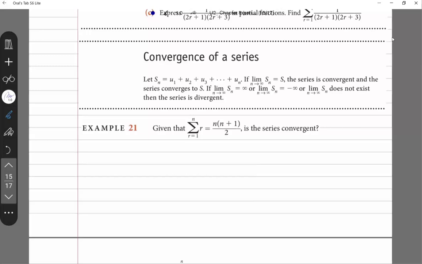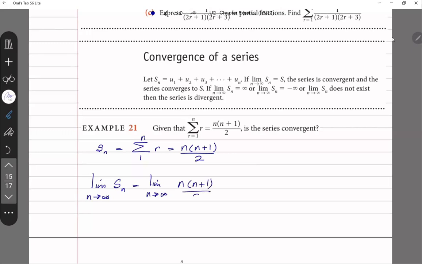Given that Sn, because this would be Sn, is the sum of the first n terms, from r equals 1 to n of r, is equal to n times n plus 1 over 2. Given this, is the series convergent? To find out if the series is convergent, we have to find the limit as n approaches infinity of Sn, which is the same as the limit as n approaches infinity of n times n plus 1 over 2.